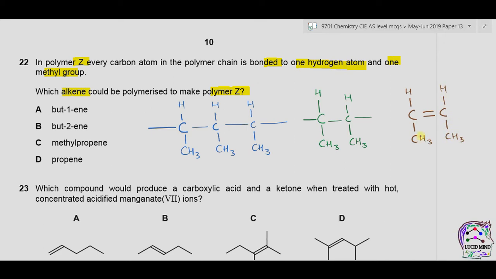Now let's find out the name of this monomer. We have 4 carbon atoms containing double bond in the long chain. As double bond is present on second carbon atom, so it is but-2-ene. The answer is therefore B.